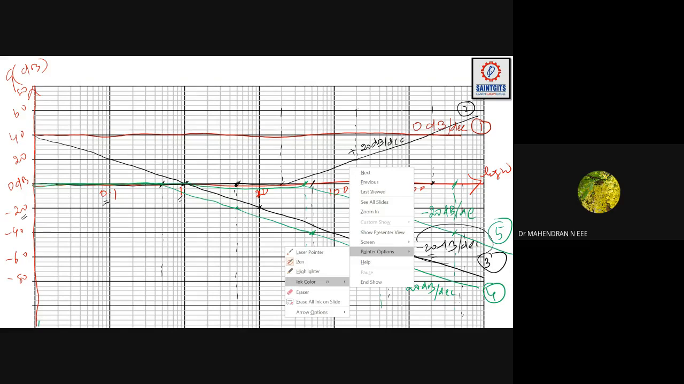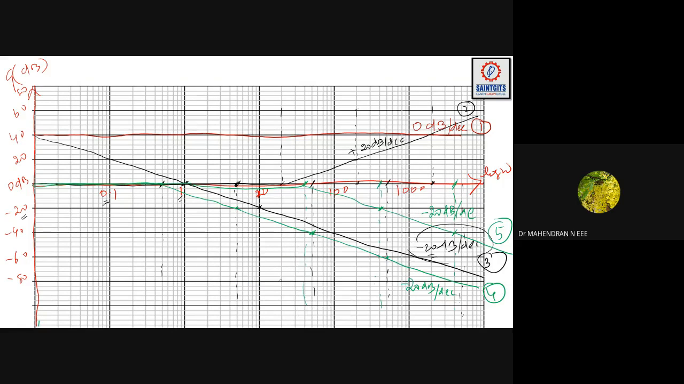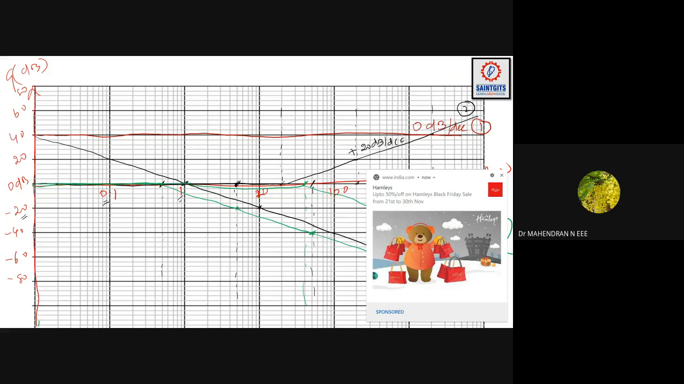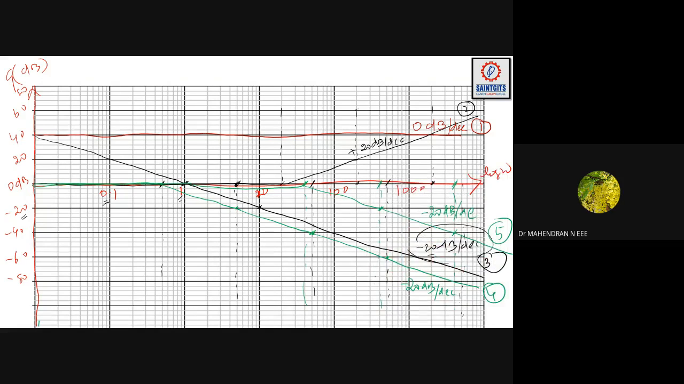Pointer options in color. Okay, I can choose a different color. So this is your first portion, and this is portion A, up to this A. Okay, and then up to this B. Okay, then up to this C, and here it is D. So there are a number of portions available.